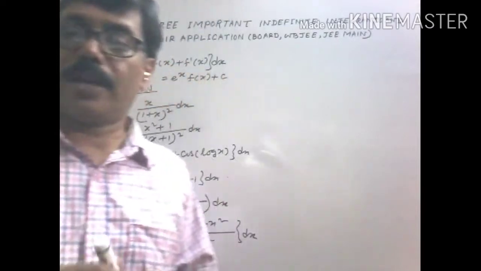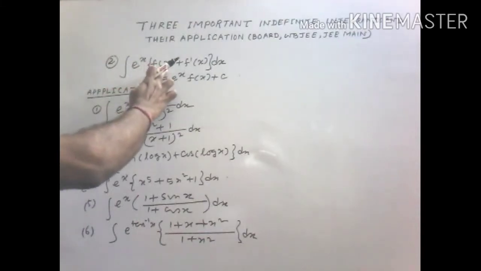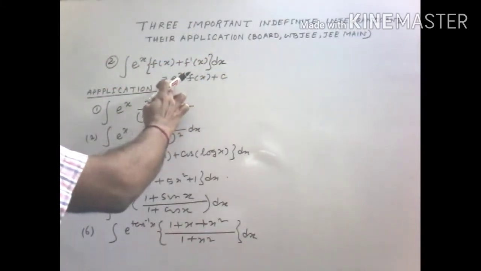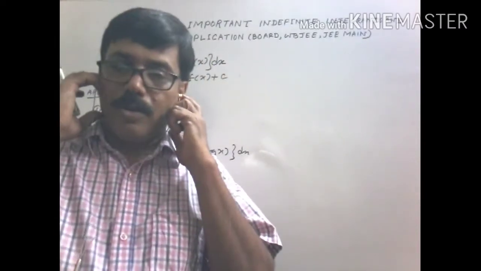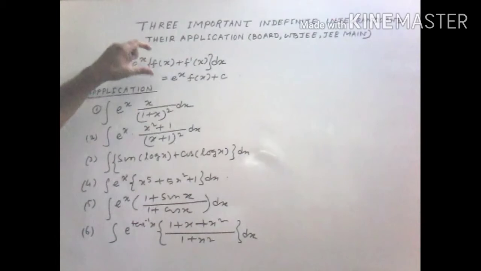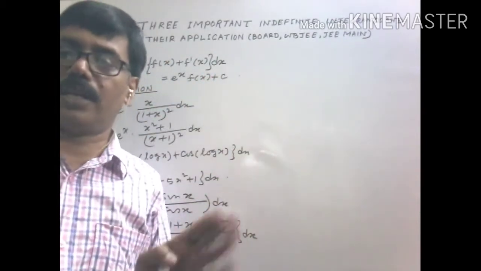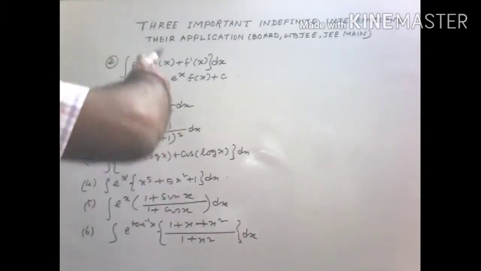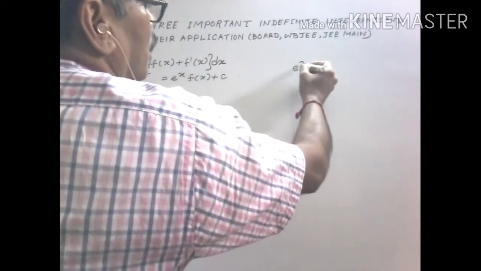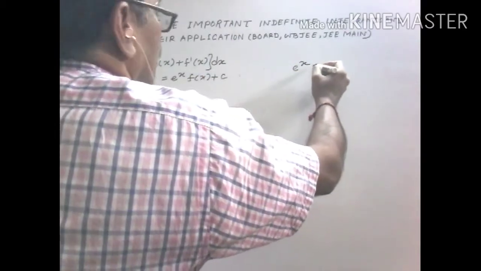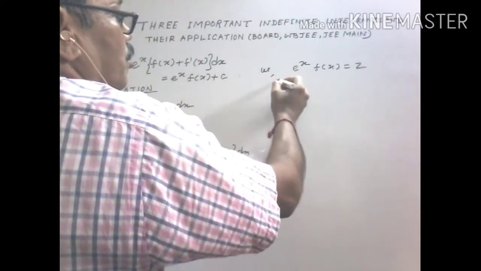Now we consider the second integrand. Look, the integral of e to the power x into fx plus f dash x dx equals e to the power x into fx. We can integrate it by substitution or by parts. If we want to integrate it by substitution, the possible substitution is e to the power x into fx equals z. So let this equal z.